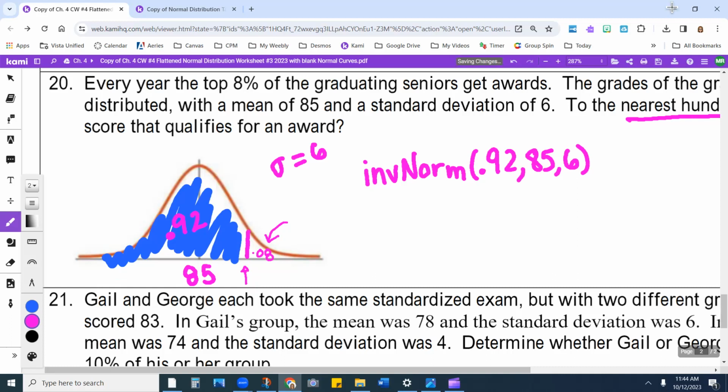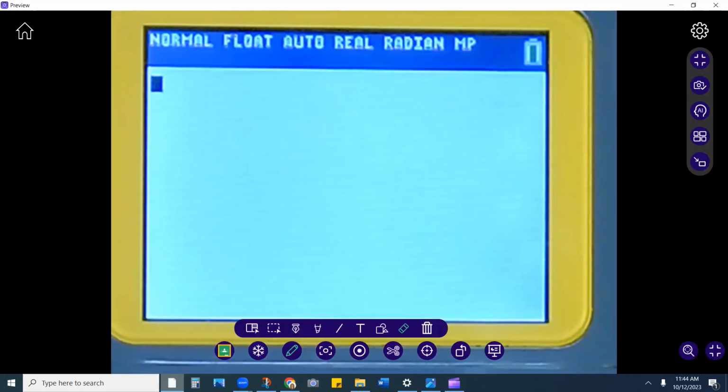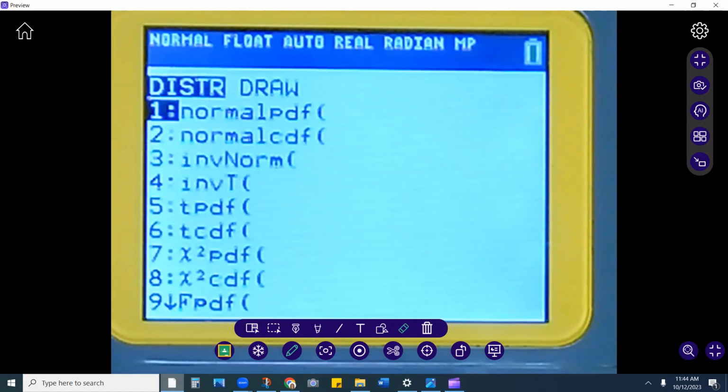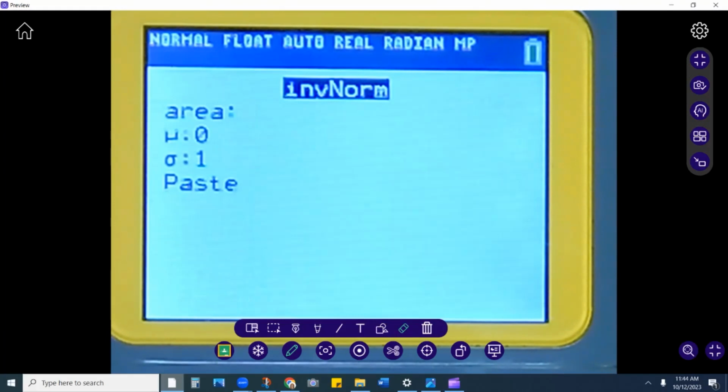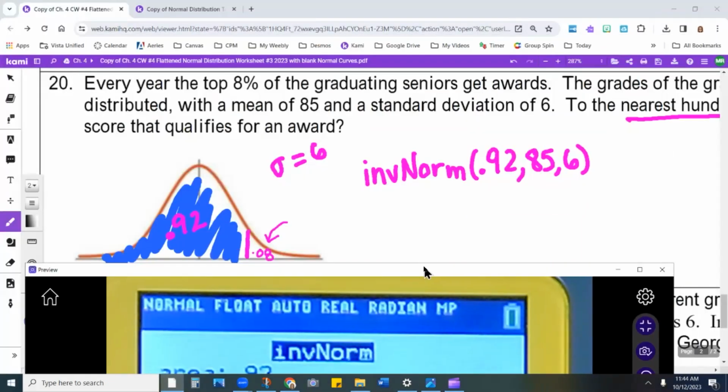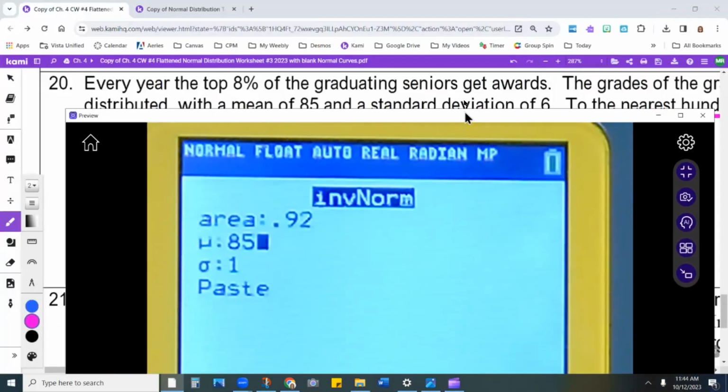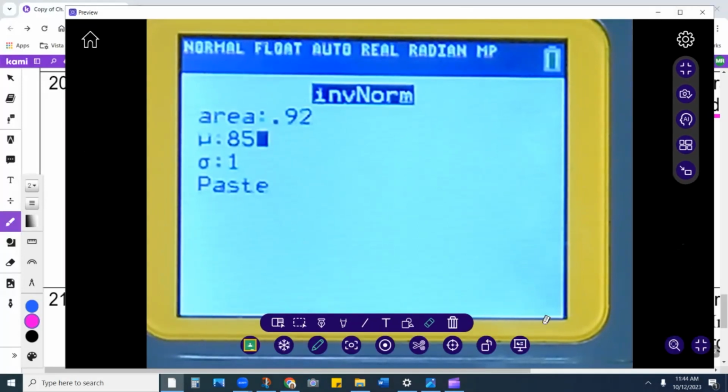Okay, I'm going to put this into my calculator. Same spot, but this time I want number 3. My area is 0.92. I want 92% of the people below me. My mean was an 85, and our standard deviation, let me just double check, is a 6.